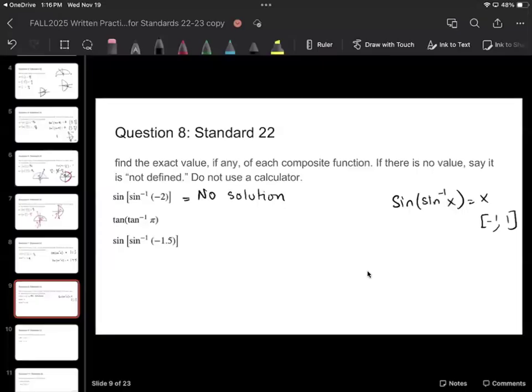As far as tan inverse is concerned, I told you it's very forgiving. Anything you have as the input is the answer. No worries. Again, -1.5 is outside -1 and 1. Therefore, there is no solution. Or as they say, you can say not defined.